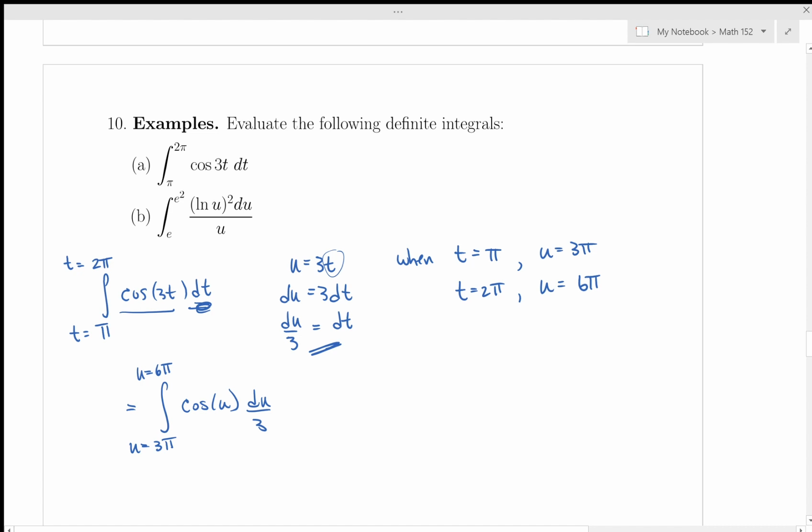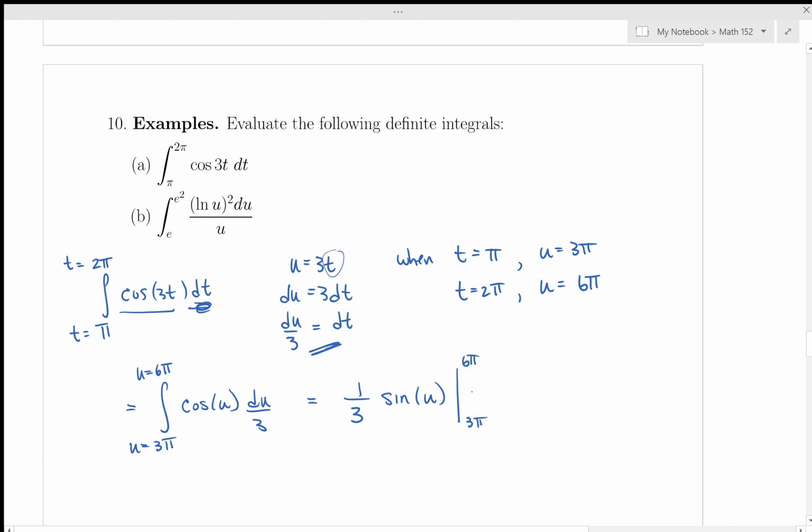Okay, you don't need to back substitute. You just proceed with the whole thing. We're coming out with a number, so there's no need for back substitution. It's a definite integral. So we get now here 1/3. I integrate the cosine. I get the sine function. So that becomes sine u. Then I evaluate at 3 pi and at 6 pi.